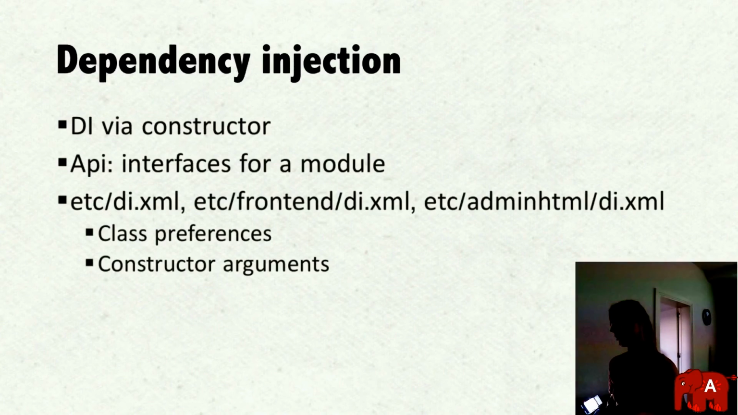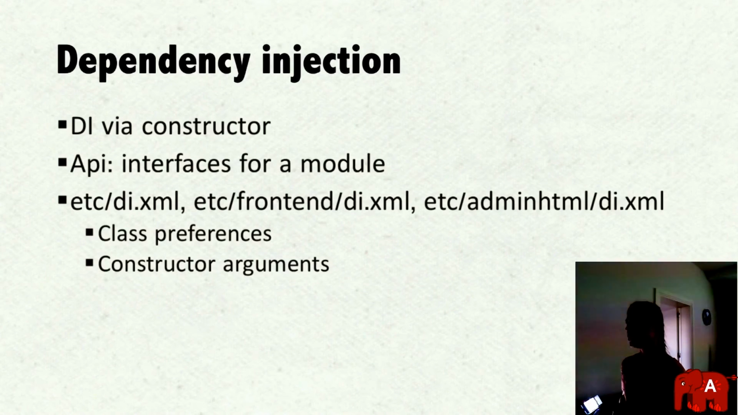Let's start with dependency injection. Magento uses dependency injection via the constructor, so everything you might need is inserted in your constructor. If you go look at those core modules, you'll usually find an API namespace, and in this namespace you'll find all the interfaces of the module that you can use to interact with that module. So if you want to inject something in your class with dependency injection, you usually inject the interface and not an actual class.